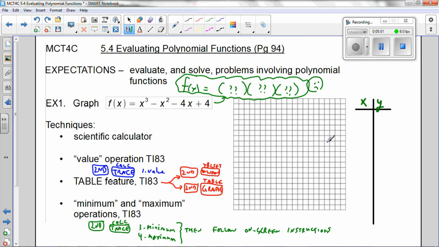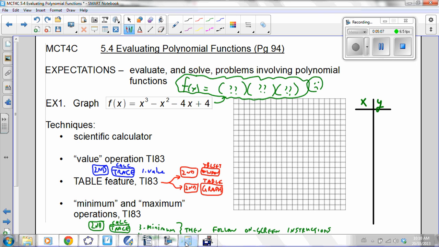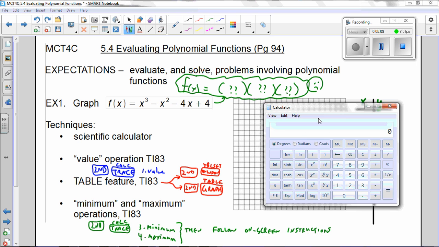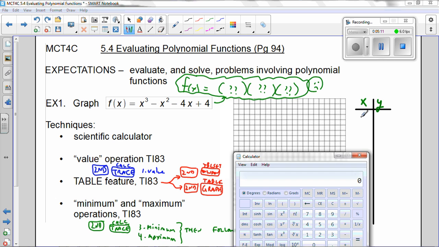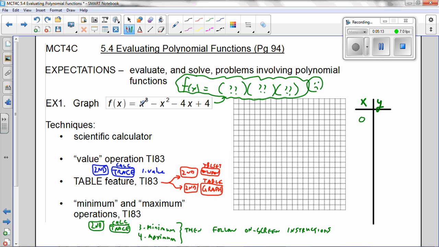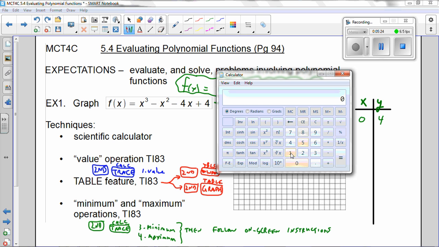Well, I just got to pick some values of x and then calculate what y is and start doing some points. Now, this will get tedious in a hurry, right? Notice that if I have x equals 0, it's not so bad because 0 cubed minus 0, and this gets 0. So this is just 4. I don't even need a calculator. But after that, even when x is 1, I'm going to want to be careful on my calculator.